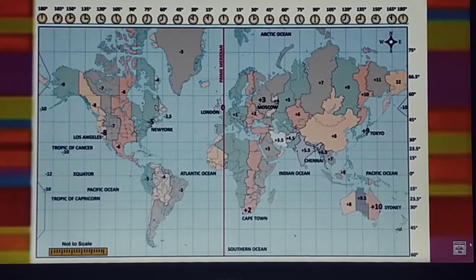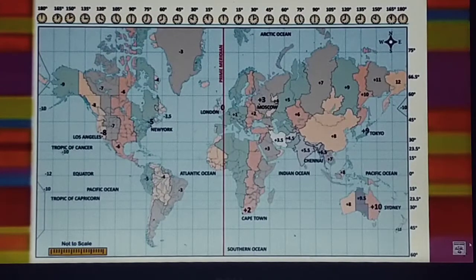Time is calculated on the basis of the lines of longitude. The 180 degree line of longitude is the International Date Line.